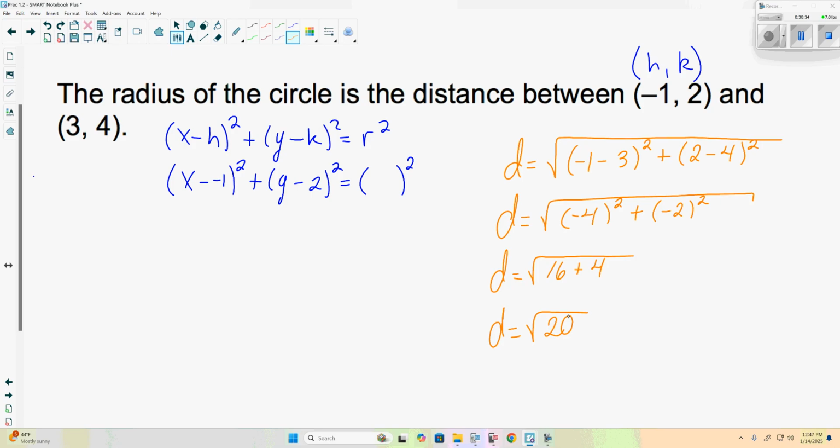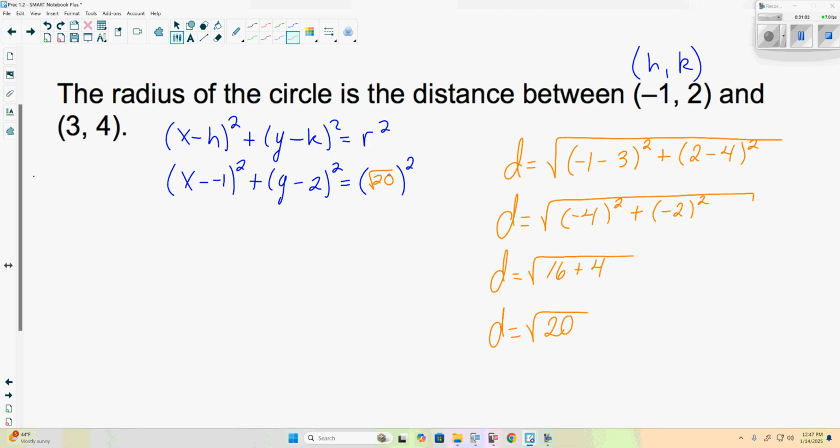Now we can leave it as that there and plug it back in. Now in most cases, we would want to simplify that radical to 2 square roots of 5. Here, we're not so much finding the radius, we want to find the equation. That's what it asked, yes? It didn't ask for the radius. It didn't ask for what the center is. It just wanted the equation, yes?